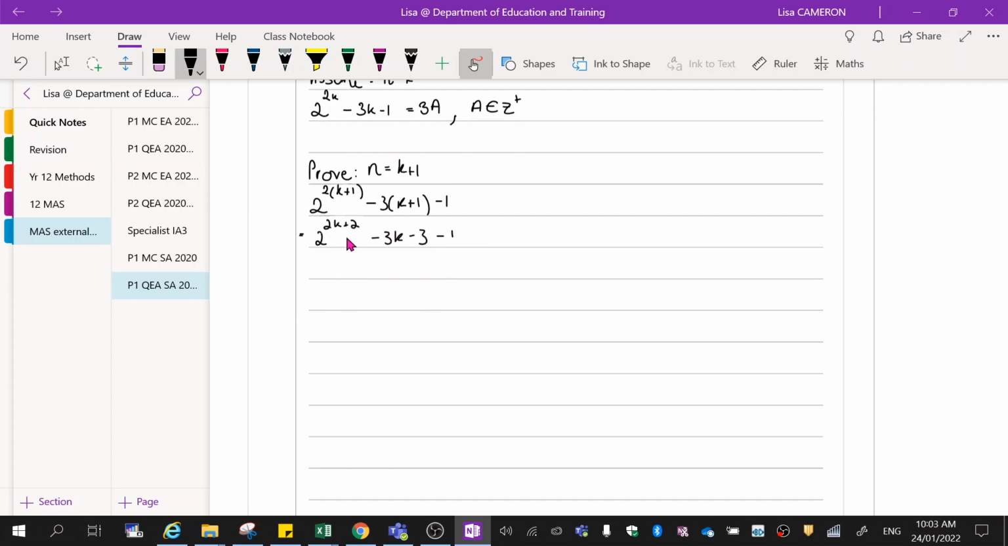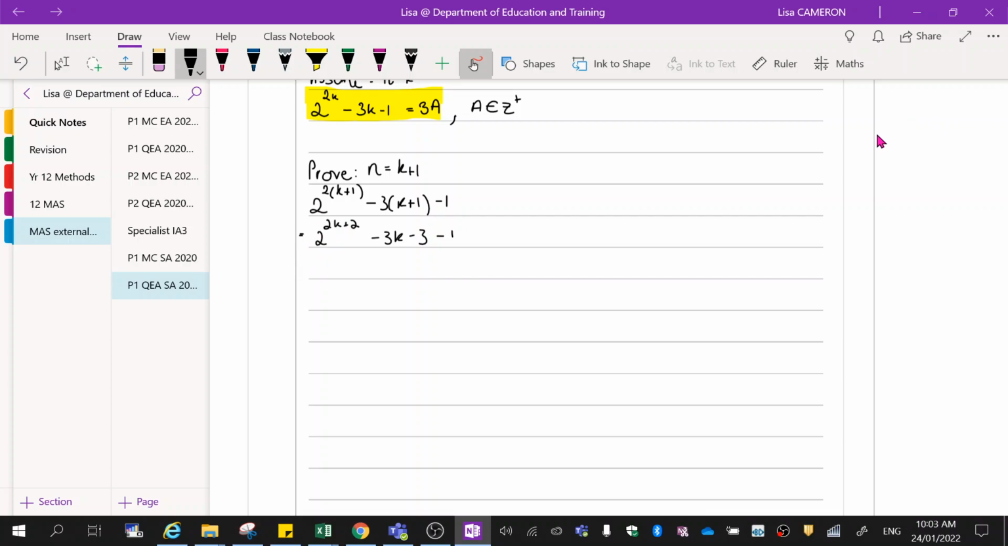Now, I'm just going to clean this up a little bit, and I'm going to adjust the way that this is written. Now, when we're doing proof by induction, our goal is to use this statement here, and we're going to prove the next part of it, the k plus 1 statement, as our inductive step. So I'm trying to get the 2 to the power of 2k minus 3k minus 1 so I can replace it with 3a, because that's going to help me prove that this thing is divisible by 3. So first thing I want to do is separate these two out.